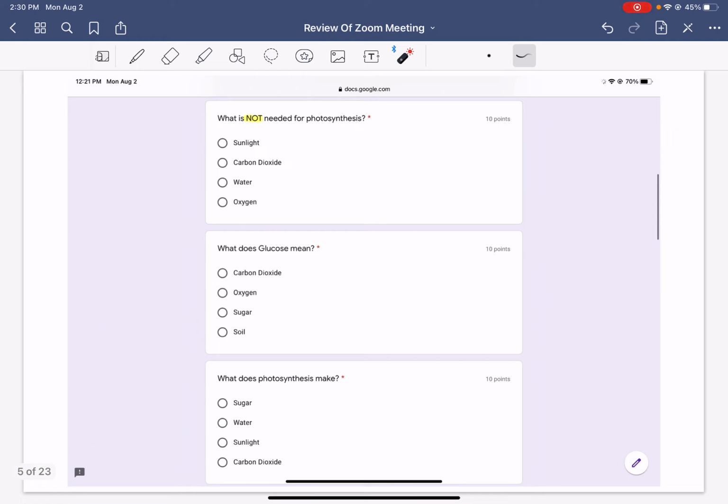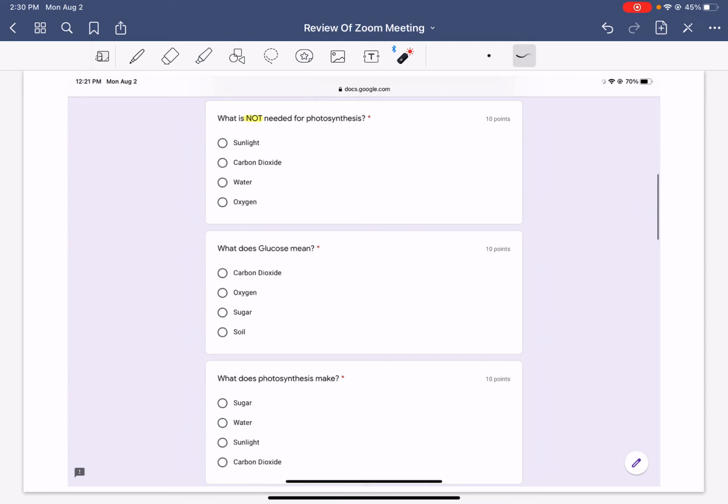So let's take a look at the test I gave you. Most of everyone did very good, right? I say the average was about 80%. So everyone did very, very good. So most of you guys got everything correct. So good job on this test. But I want to review the answers just in case some people didn't understand. So the first part, it says, what is not needed for photosynthesis? We're going to highlight the not.